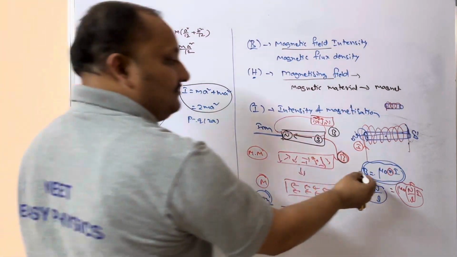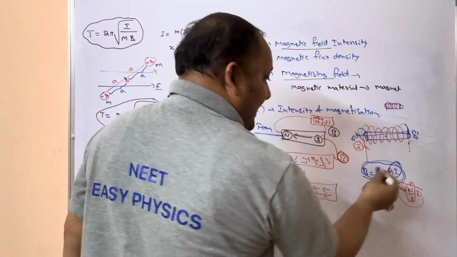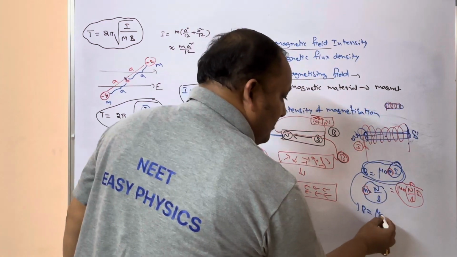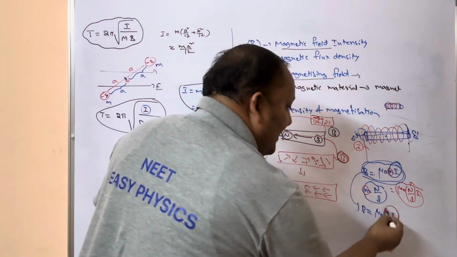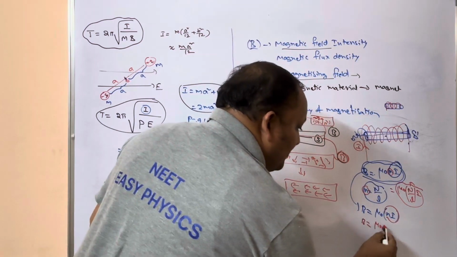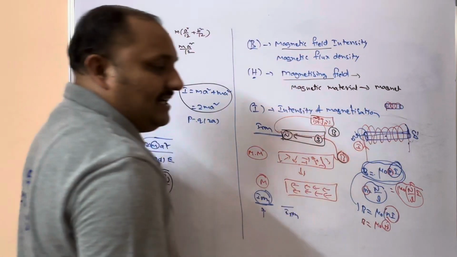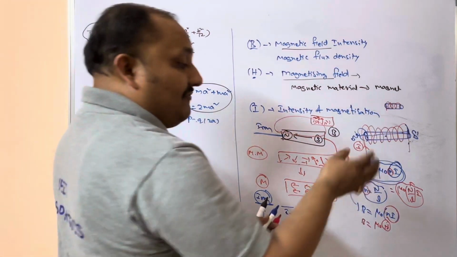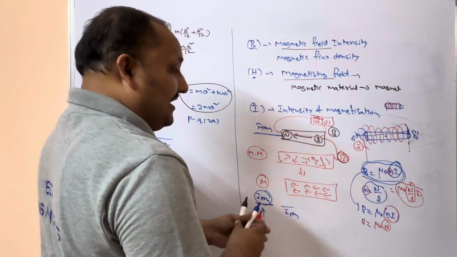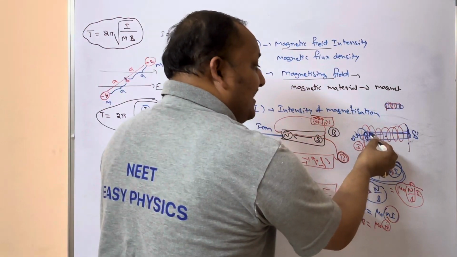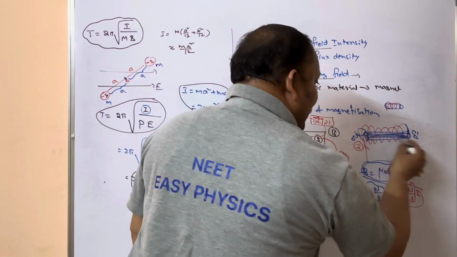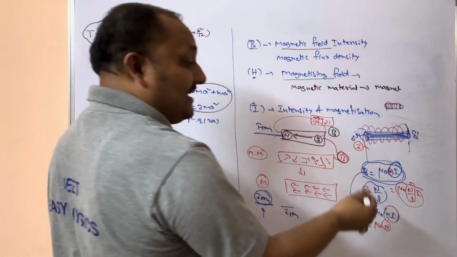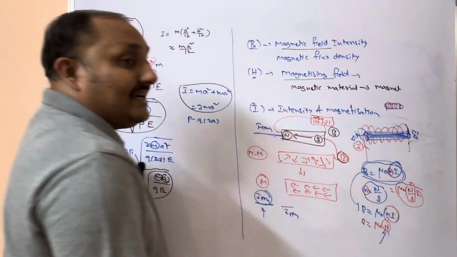So for that we are calling this nI. So B is equal to mu naught nI. This nI we will write as mu naught H. H is nothing but the magnetizing field. So when we call it the magnetizing field, it means if you place any magnetic material inside this hollow cylinder, this magnetic material will become a magnet because of this magnetizing field.